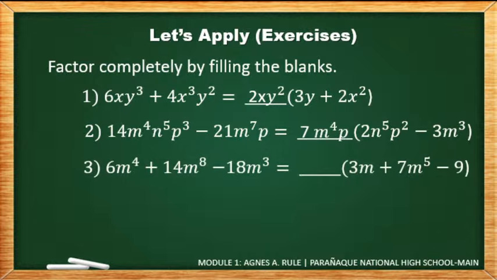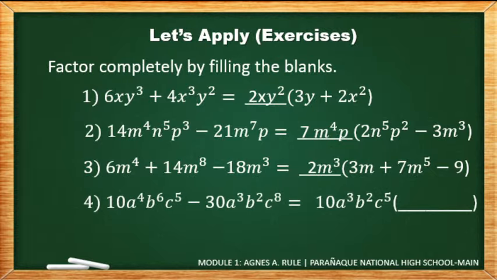Number 3. 3 terms. 6, 14, 18. Saan natin pwedeng i-divide ang 6, 14, 18? Yes, sa 2. Smallest exponent of m. m cubed. So, therefore, 2m cubed.